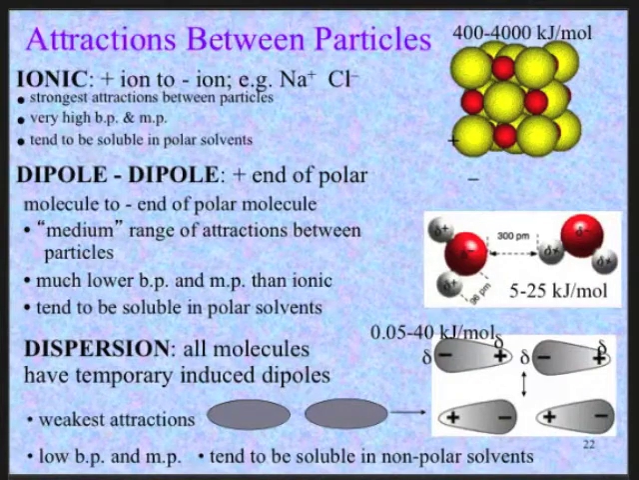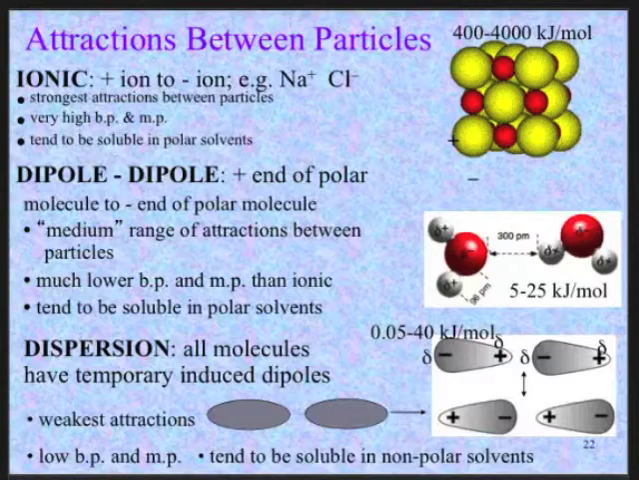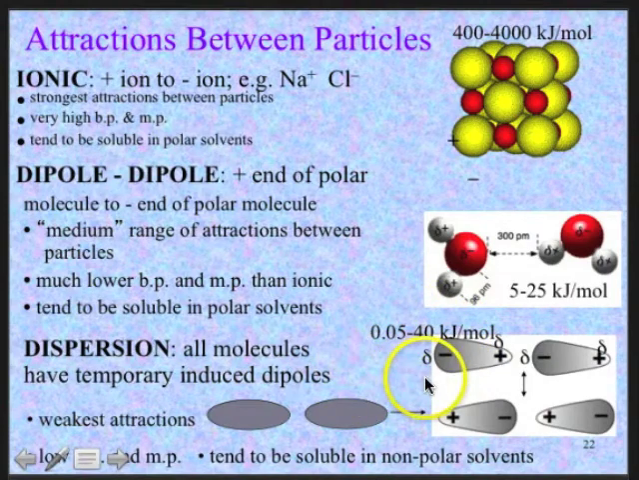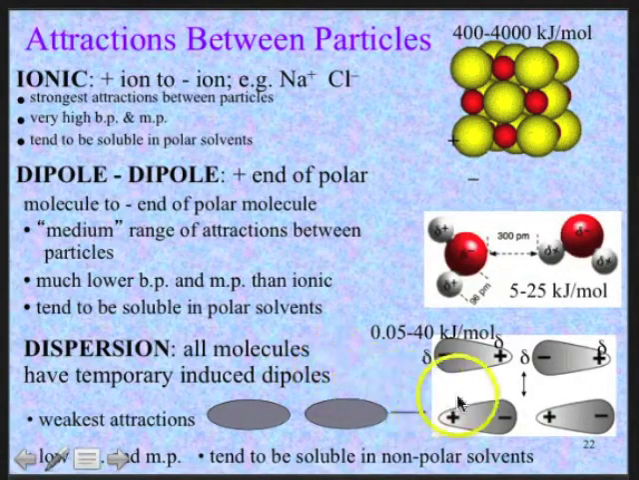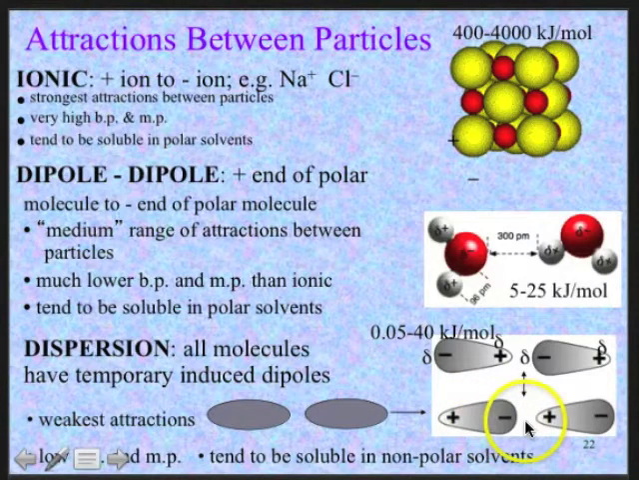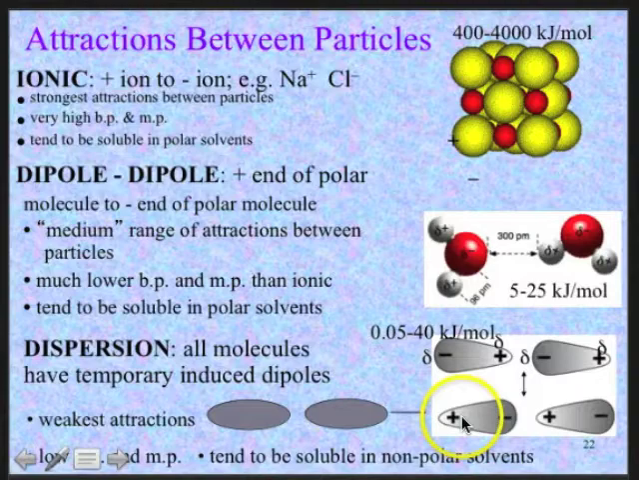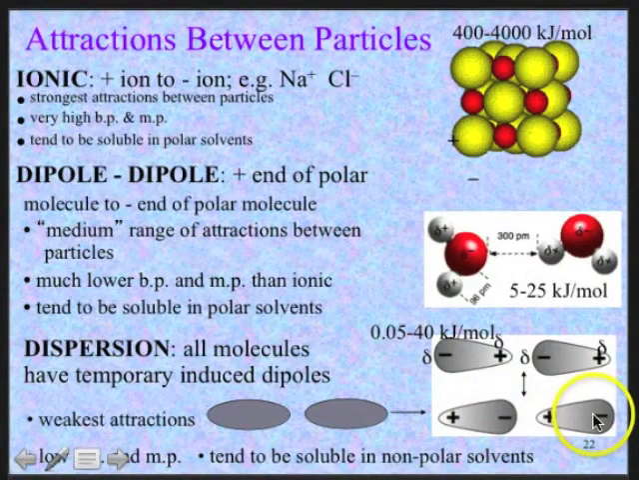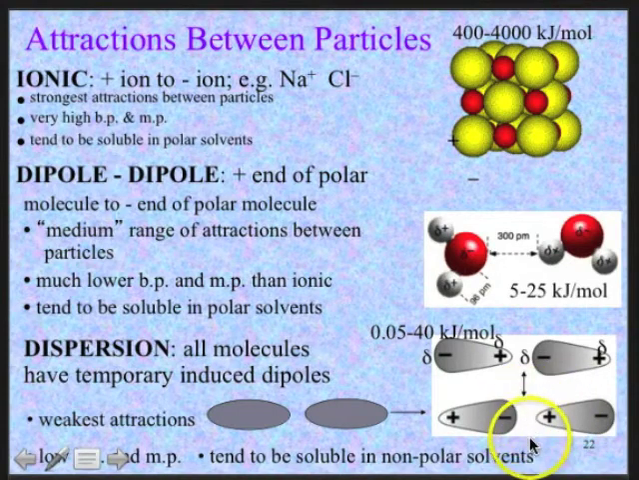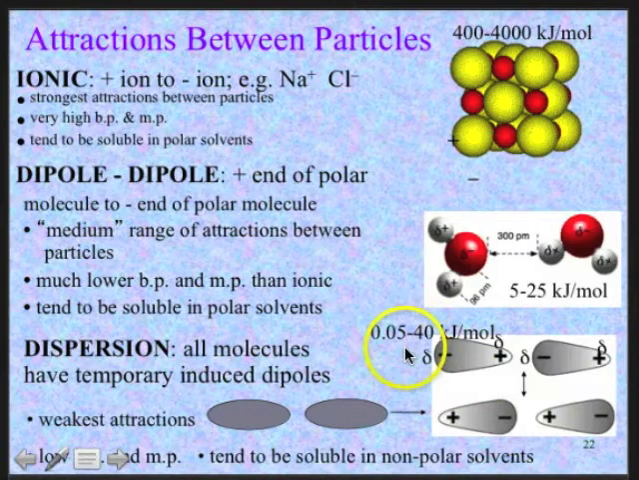Now, dispersion forces exist in all molecules, and dispersion force is another way of saying a temporary induced dipole. When you have an electron cloud around a molecule, the electrons aren't static, they're always moving about. And at any one given instant, they may be more over to one side than another side. And at that instant, the side with the higher electron density is going to be negative, and the side with the lesser electron density is going to be positive. And this can induce a dipole in an adjacent molecule and form a weak attraction. Dispersion forces range in energy from 0.05 to 40 kilojoules per mole.